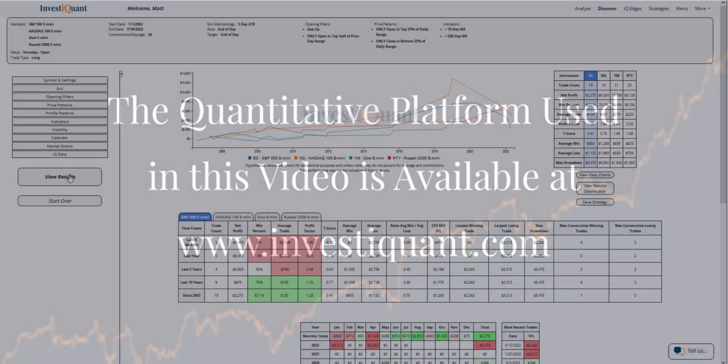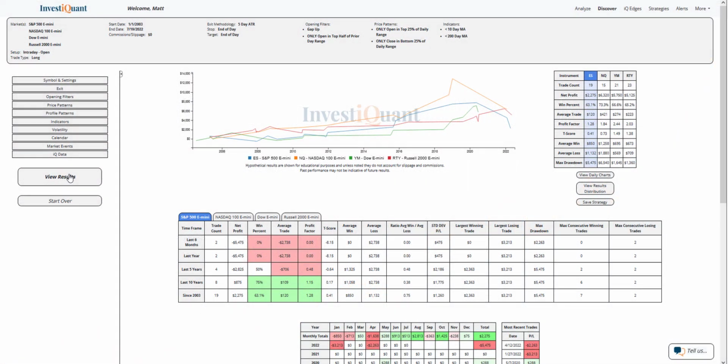All right, here we go. These are the results based upon entering the market long at 9:30 a.m. Eastern Time, exiting at 4:15 p.m. Eastern Time. When you open in the top half of the prior day range, and the prior day was a directional down range day, so it's opening up near the highs, closing down near the lows, and below a 10 and 200-day simple moving average. Historically, just 19 samples here in the S&P, and that's dating back to 2003.